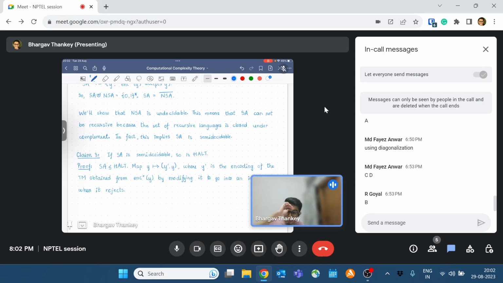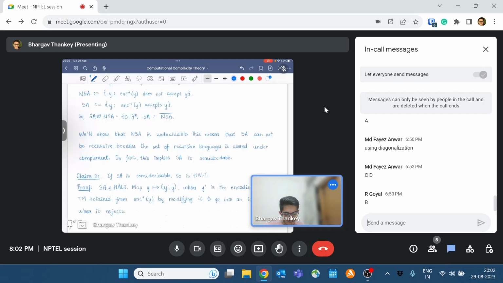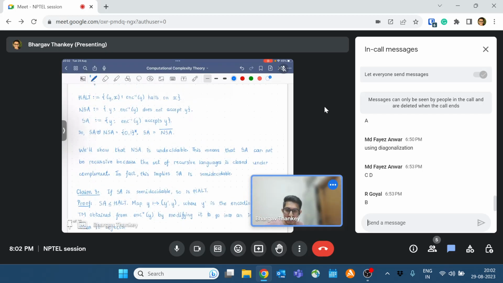Yeah, so we need to modify the machine a bit because y can halt in two ways, right? It can accept and halt, and reject and halt. So just because the machine encoded by y halts does not mean that it has accepted y. It could have halted in the reject state, right? So what we are going to do is take that machine, put a self loop on the reject state. Now it can only halt when it accepts, right?